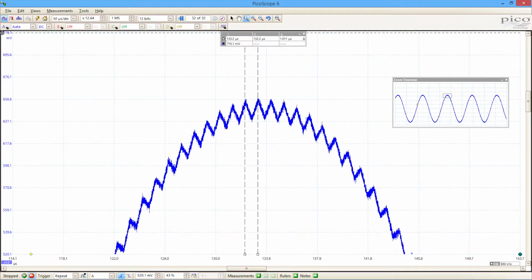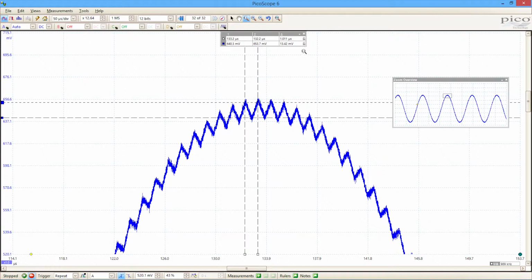I could use the horizontal rulers to measure the amplitude. So we've got noise of about 13, 14 millivolts. So by switching to higher resolution, we're learning much more about the characteristics of the noise that we need to investigate to solve that if it's a problem in our design.